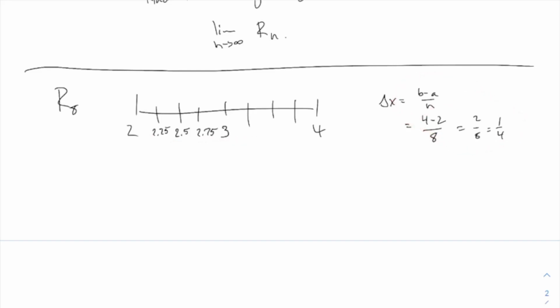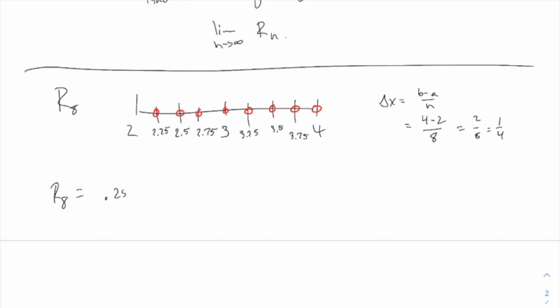The next point is 3.25, and then 3.5, and then 3.75. All right, anyway, since it's R8, in each of those little bits I choose the point on the right-hand side. And then I'm just going to add together a whole bunch of things, and each thing shall be delta x times f of whatever the number is. So I'm going to do delta x, which is a fourth, or 0.25 if you like.